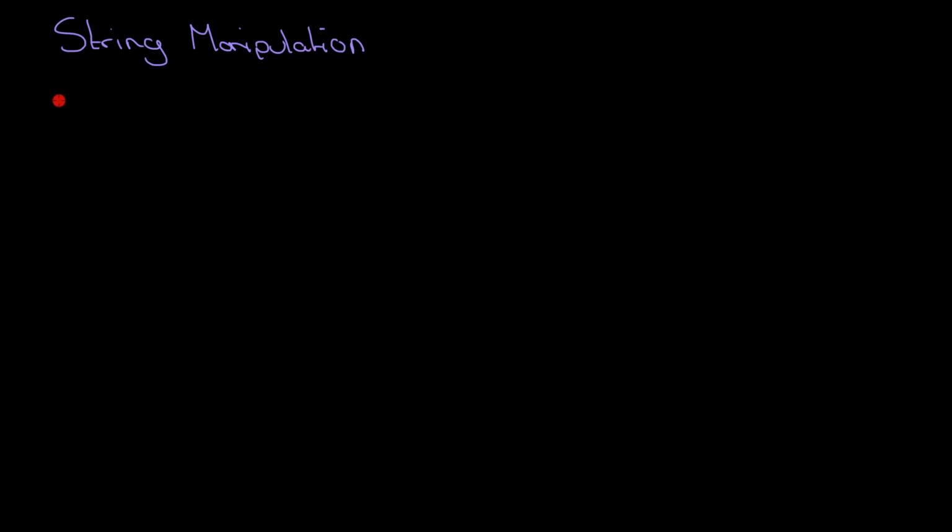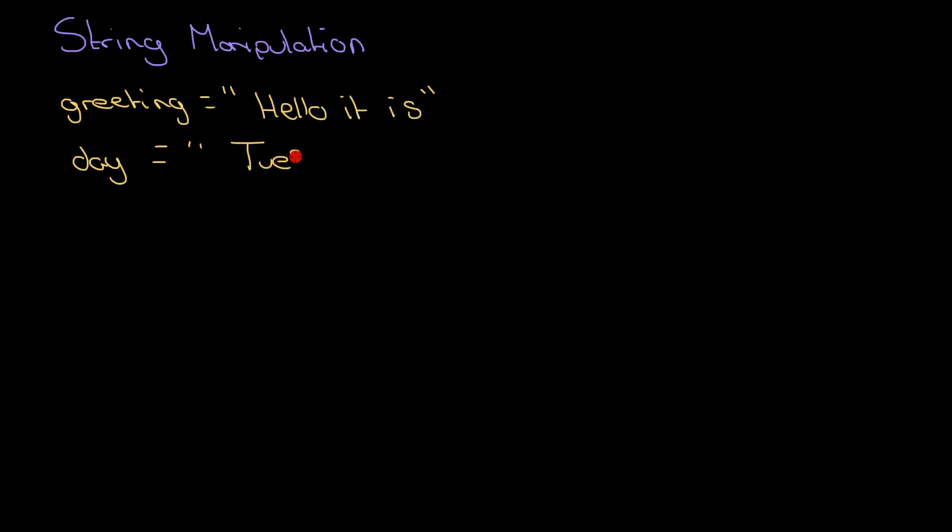Let's just start off with a little bit of test data that we can muck around with. Let's have a variable called greeting, and that's going to have in it "Hello, it is " and we're just going to leave it there, like on a cliffhanger almost. Then we're going to have another variable called day, with a clear space there, and let's just do Tuesday. So hello it is, and then a separate variable, Tuesday.